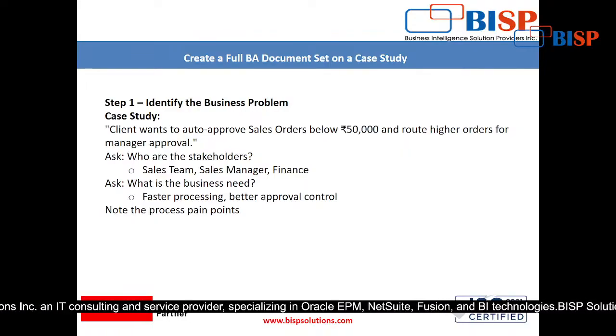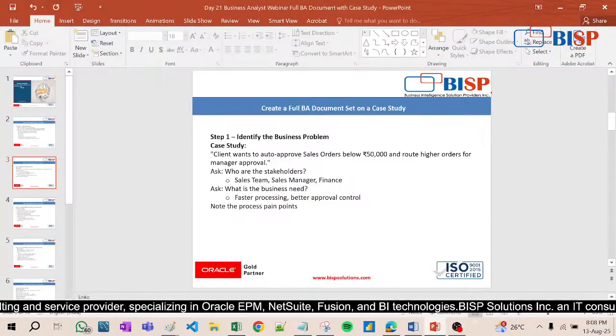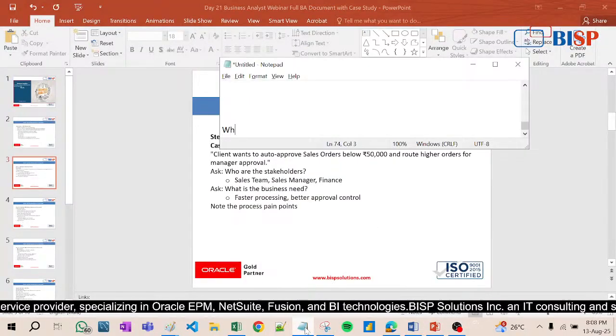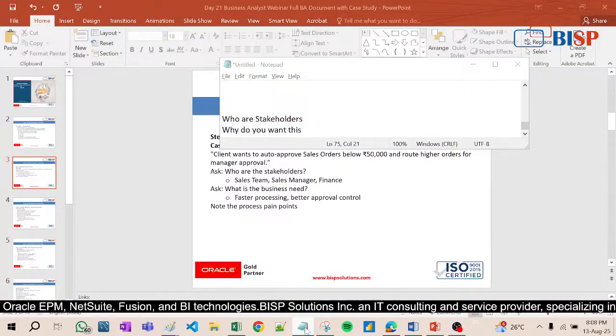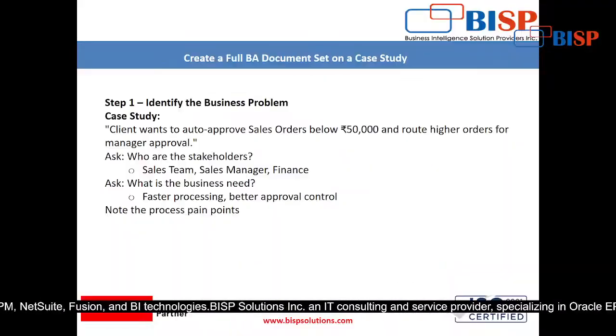What is the business need? Why do you want this? See, first of all, who are the stakeholders? Just we will write down here who are the stakeholders. Why do you want this? What is the need? Faster processing, better approval control. Okay, now note the process pain points. Process pain points means, for example, anybody is coming and creating a sales order greater than 50,000 and nobody is there to stop. That is the pain point of that process, right?